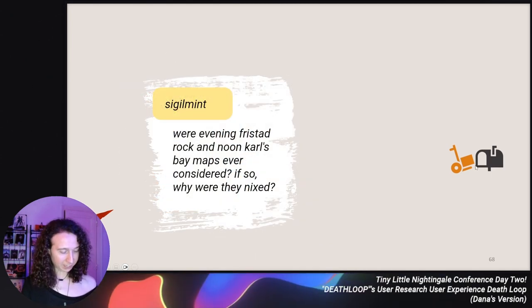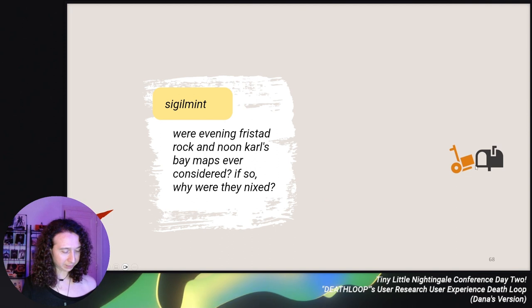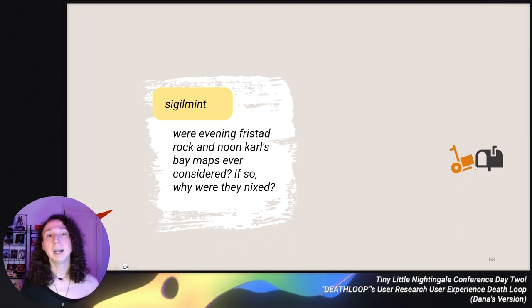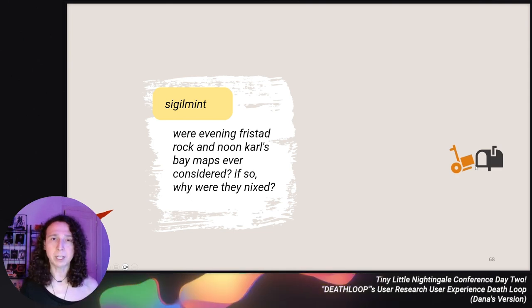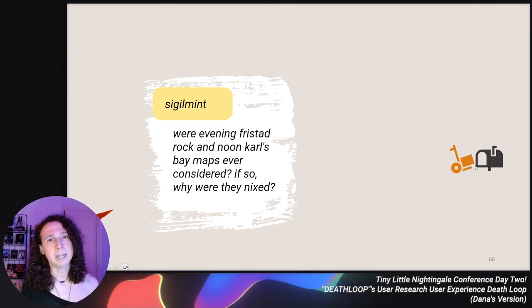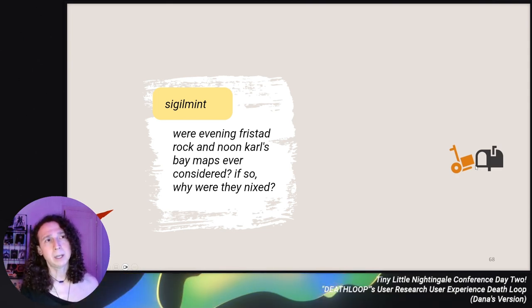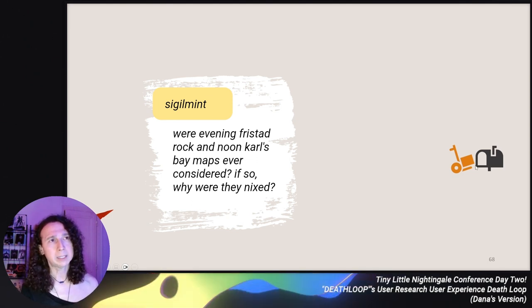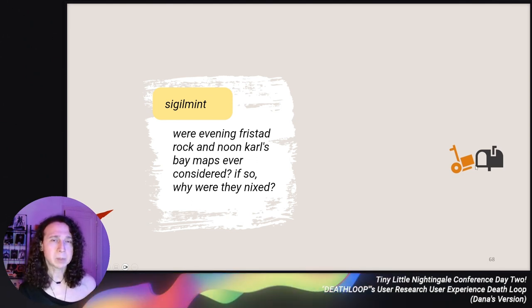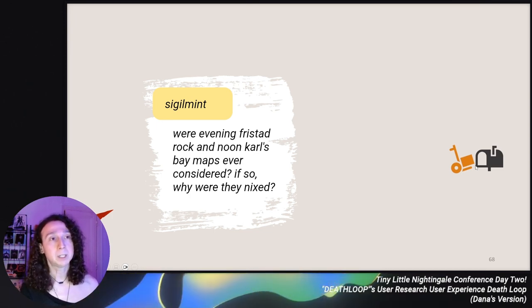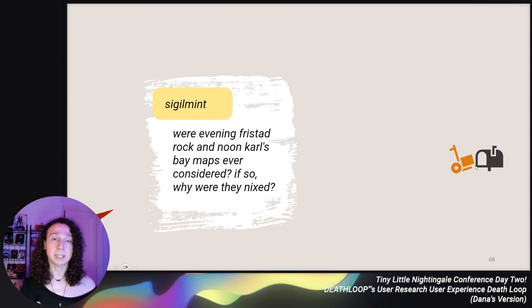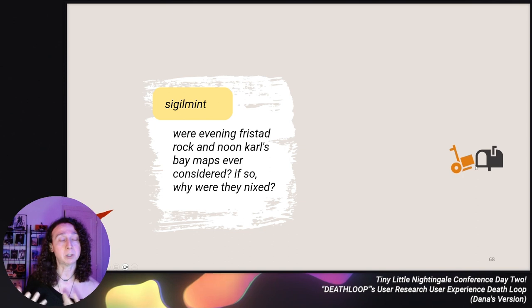Were Evening, Chris Tedrock, and Noon Carls Bay maps ever considered? If so, why were they nixed? They did exist. They were cut pretty early. That all has to do with not just scope, but quality of content. We knew that we wanted each map to be unique, to be memorable, to have the type of content that made the player feel like when they go there, they're going to find something special and cool.